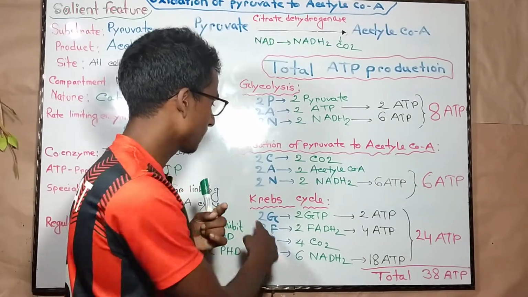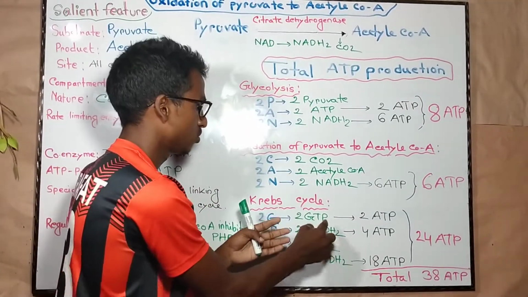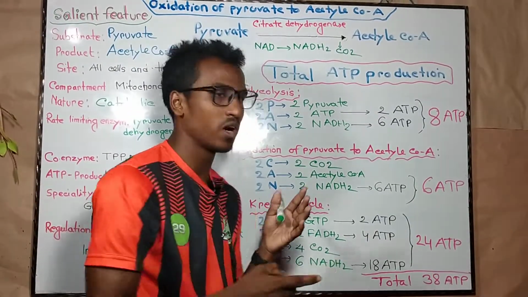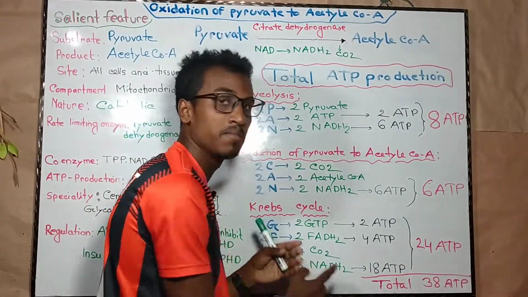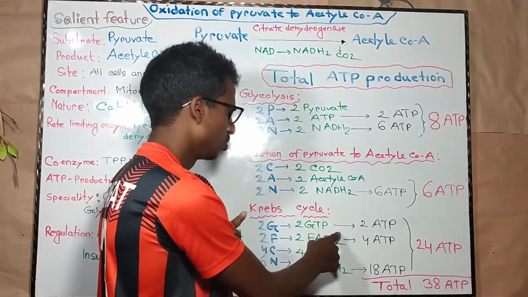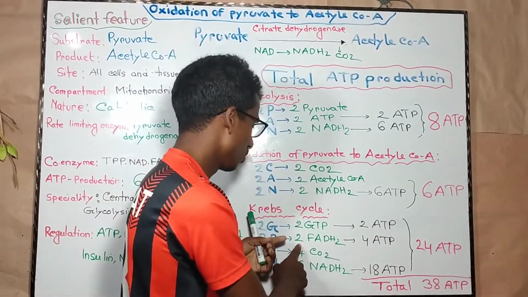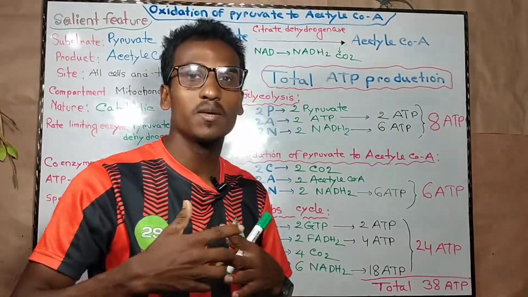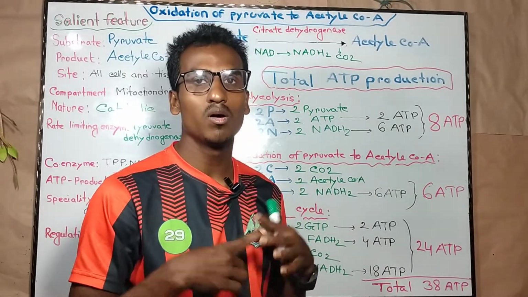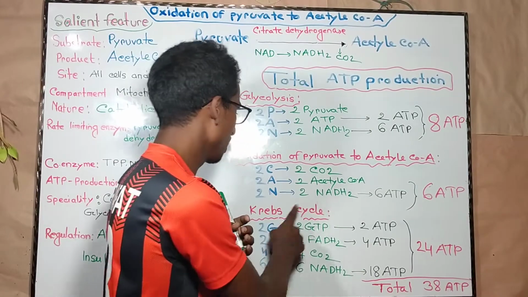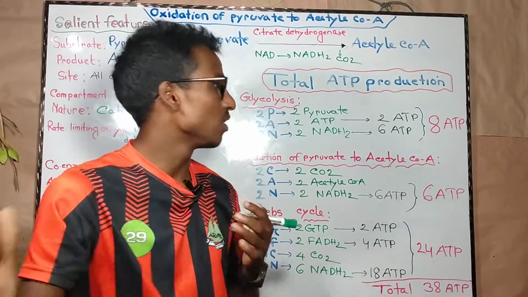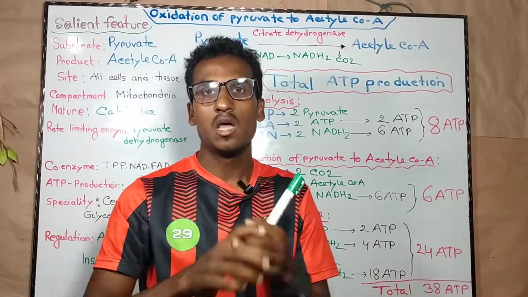Last, the Krebs cycle. Here 2G means 2 GTP, 2F means 2 FADH2, 4C means 4 carbon dioxide, and 6N means 6 NADH2. In this case, the ATP exchange is: 2 GTP equals 2 ATP, 2 FADH2 equals 4 ATP, and 6 NADH2 equals 18 ATP. So the total ATP production in the Krebs cycle is 24.